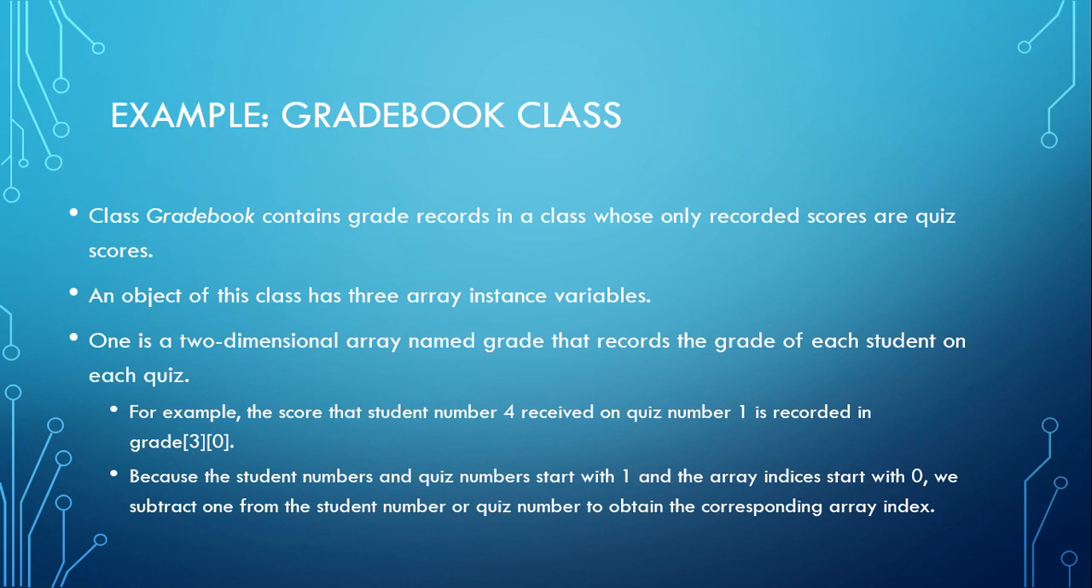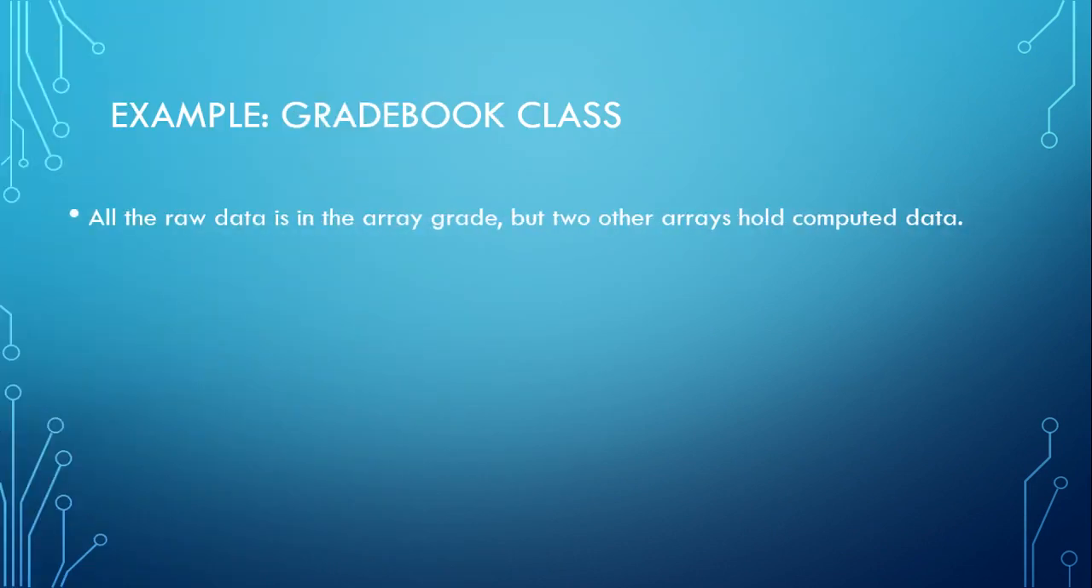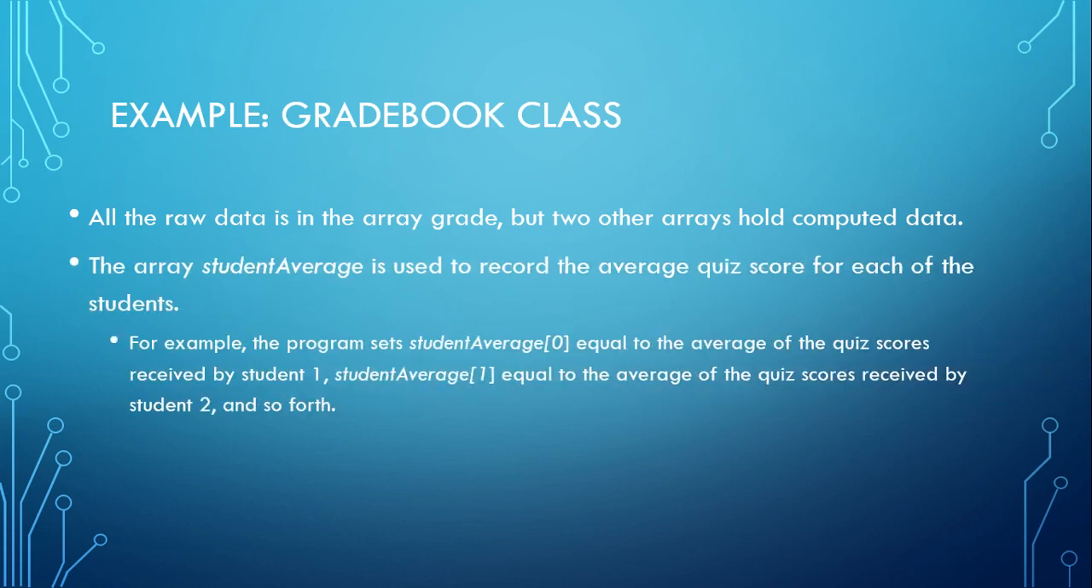One is a two-dimensional array named grade that records the grade of each student on each quiz. For example, the score that student number 4 received on quiz 1 is recorded in grade[3][0]. Because the student numbers and quiz numbers start with 1 and the array indices start at 0, we subtract 1 from the student number or quiz number in order to obtain the corresponding array index.